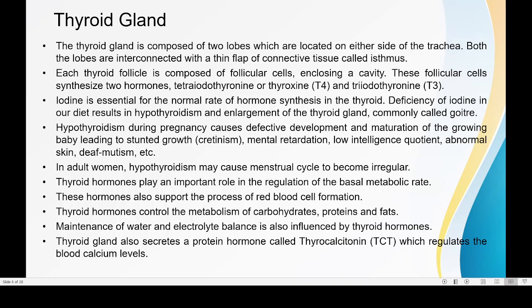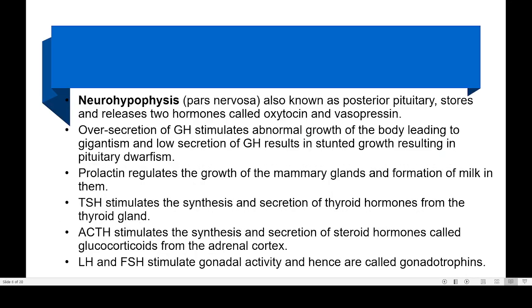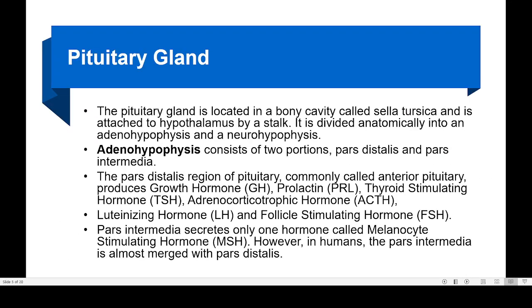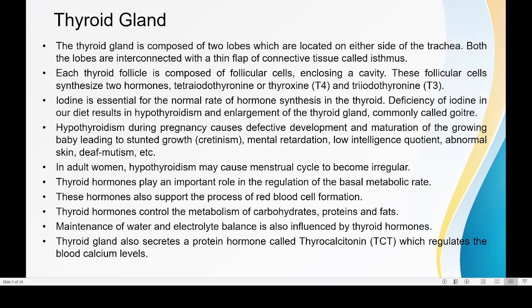Okay, so we have been dealing with the endocrine glands, and we know what an endocrine gland is, and we have also seen a list of the major endocrine glands of the body. Regarding one endocrine gland, the pituitary, we have studied the major hormones produced by the pituitary gland. And now we move to the next endocrine gland, that is the thyroid gland.